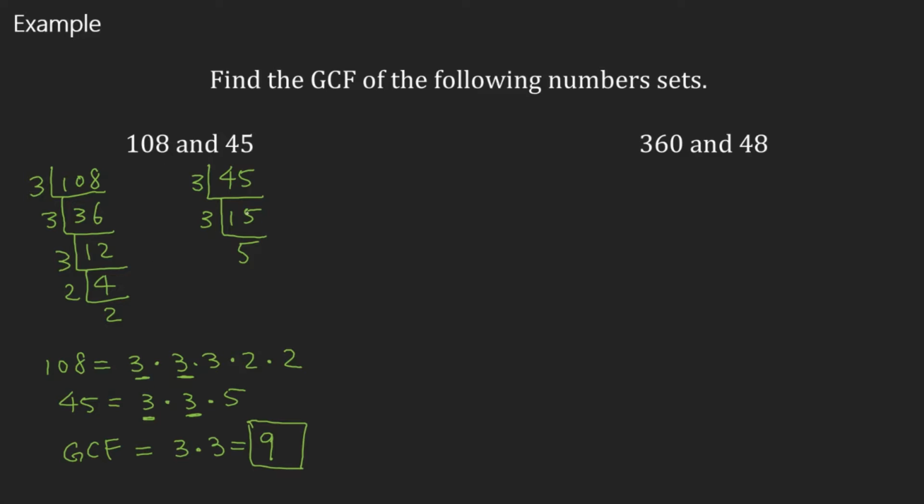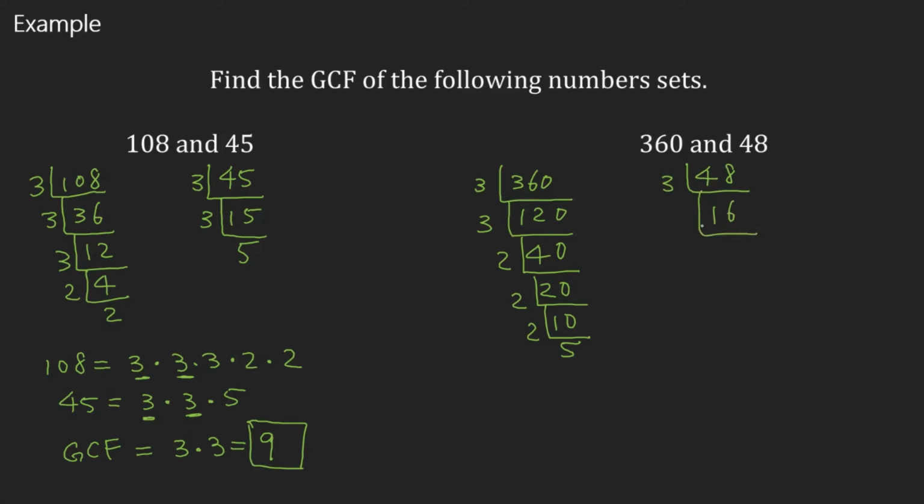Okay. Now let's move on to this problem: 360 and 48. Again, we're going to do a prime factorization on 360. If we divide that number by 3, it's 120. Divided by 3 again is 40. Then we divide it by 2, that's 20. Divided by 2 again is 10. And divided by 2 again leaves us with 5. Let's look at 48. 48 divided by 3 is 16. 16 divided by 2 is 8. 8 divided by 2 is 4. 4 divided by 2 leaves us with 2. So 360 is equal to 3 times 3 times 2 times 2 times 2 times 5. And 48 equals 3 times 2 times 2 times 2 times 2.